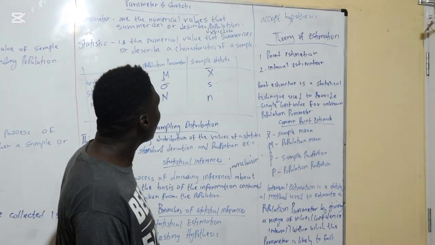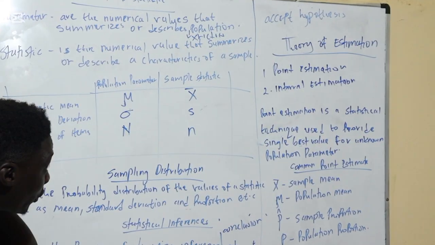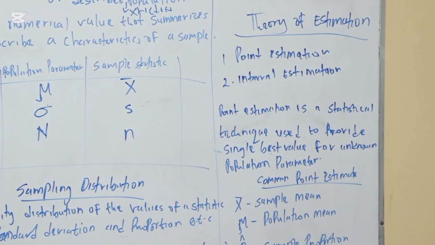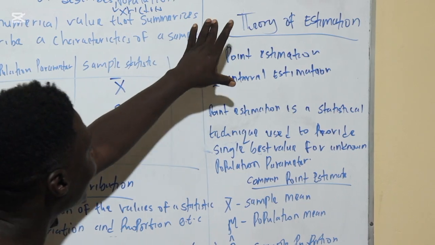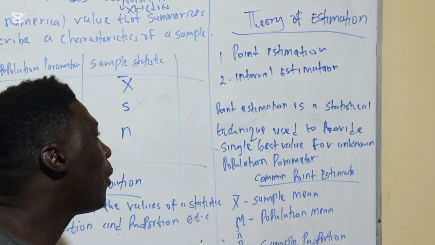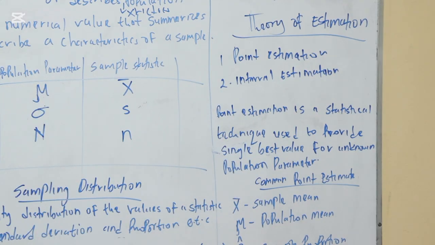Now this will lead me to the theory of estimation. That's also a subtopic on its own. It's very large, but I'll try to shrink it so it doesn't get too long for you. Under theory of estimation, I'm going to look at two categories. Category 1 will be point estimation, and category 2 will be interval estimation. Now, let's start with point estimation.